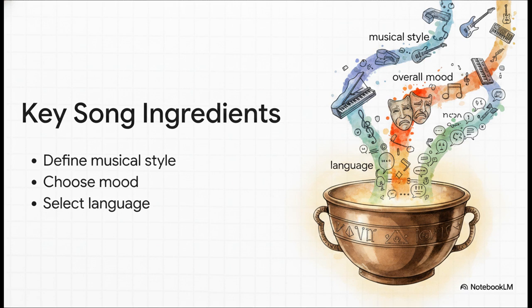First, define the exact musical style. Are we talking smooth jazz or maybe an upbeat pop anthem? Second, you need to nail down the overall mood. Is it melancholy, highly energetic, romantic? And third, select the language of the song. If you are vague with these three things, I promise you, the AI will give you a vague result.